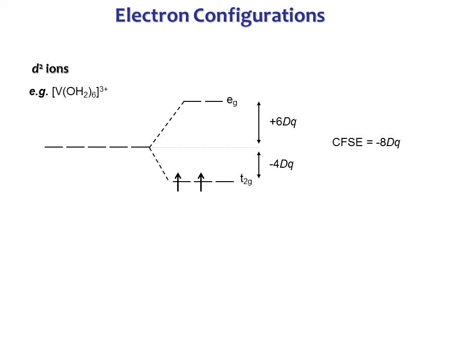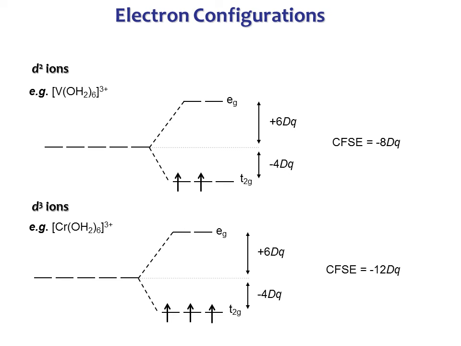For d2 and higher electron configurations, remember that Hund's rule applies, so 1 electron is added to each of the degenerate orbitals in a subshell before 2 electrons are added to any orbital in the subshell. We can then calculate the crystal field stabilisation energy. In the case of a d2 metal ion, this is minus 8 dq, and for a d3 metal ion, this is minus 12 dq.